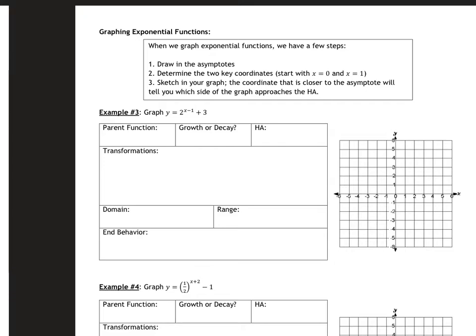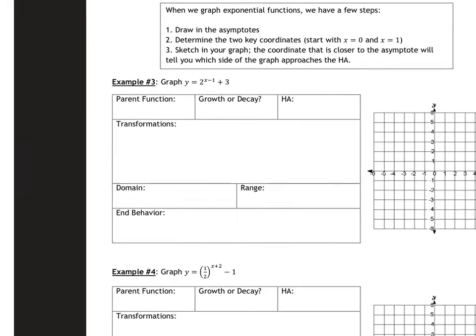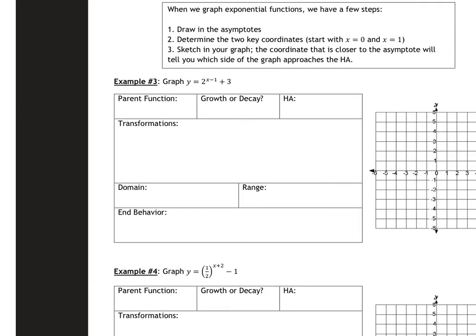All right, so here we're going to graph y equals 2 to the x minus 1 plus 3. Some questions we're going to look at here. My parent function is just the basic one, y equals 2 to the x power. Since 2 is my base, it's a growth. I'm adding 3 to the end, so my horizontal asymptote is going to be y equals 3. I can think about what's going on here. I have a horizontal shift. It's the minus 1, so right 1. And then a vertical shift up 3.